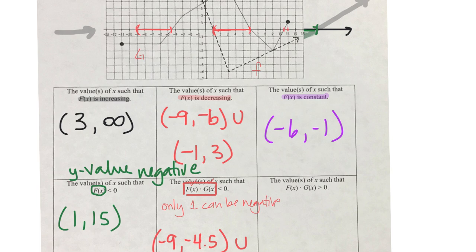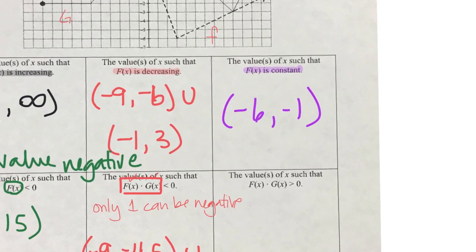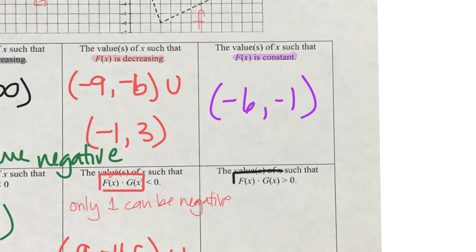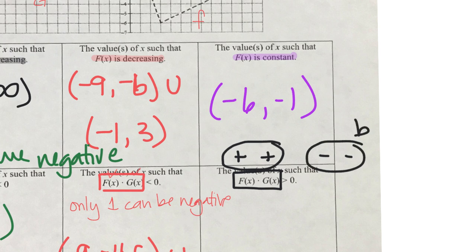Okay, so then our next one says, when is their product going to be positive? Okay, so if we have two numbers that multiply together to give you positive, either both of them are positive or both of them are negative. So we're looking for places on your graph where both of your functions are above the x-axis, or places on your graph where both of your functions are below the x-axis. Okay, both above or both below.